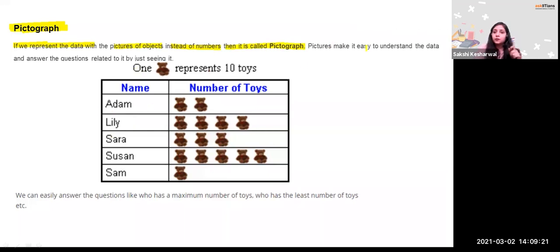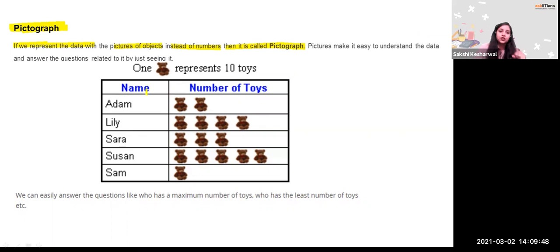Now pictures make it easy to understand data and answer the related questions by seeing it, right? So this is like the observation way. Later on, as you grow up, you will find it more convenient to prefer tabular form or other forms of presenting data. But for the junior grades, yes, because the presentation with teddy bears and things is made up, so you feel like, it's nice, it's beautiful, and it's catchy also, right? And you feel like, yes, I want to do it, right?